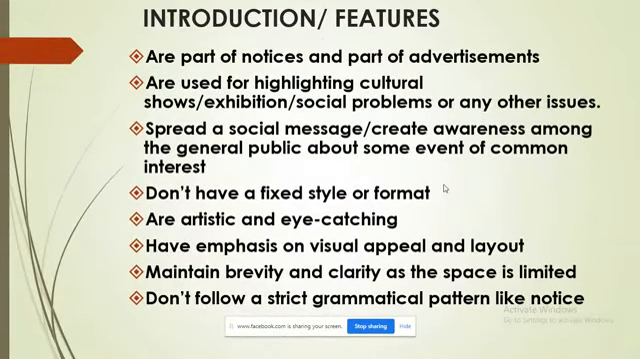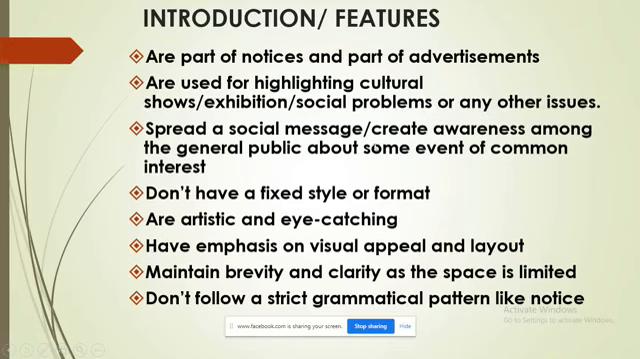Move next. So now we are going to learn about the important features and also some introduction of these posters. Posters are sometimes part of notices when they have to appeal or give information, and sometimes they are parts of advertisements, like commercial or display advertisements. These posters are used to highlight cultural shows, exhibitions, social problems, or any other issues. Any topic may be taken for the poster.